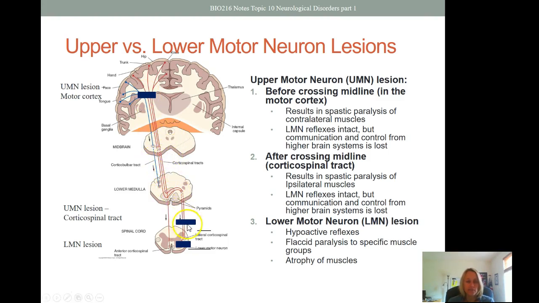Or we could have damage to the upper motor neuron in the corticospinal tract. So this would be like due to a spinal cord injury. This is also going to result in spastic paralysis because we still have the reflexes, but it's going to be on the ipsilateral side because the upper motor neuron has already crossed over. Okay, and then finally we can also have lower motor neuron damage. Now this is damage to the neuron that actually innervates the muscle. So if this neuron is damaged, then we can't stimulate the muscle, and that's going to result in hypoactive reflexes, flaccid paralysis, and atrophy of the muscle.